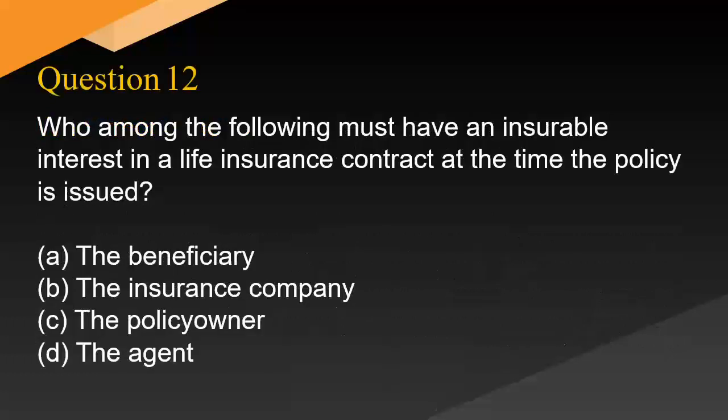Who among the following must have an insurable interest in a life insurance contract at the time the policy is issued? A. The beneficiary. B. The insurance company. C. The policy owner. D. The agent.